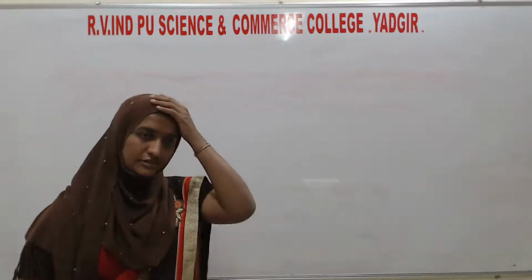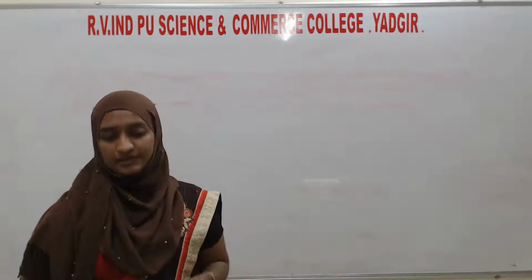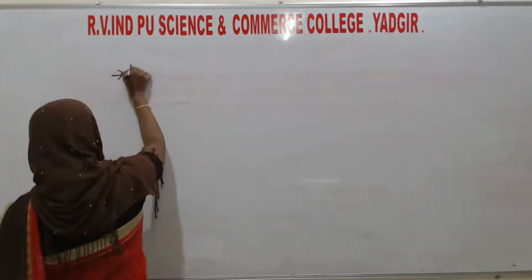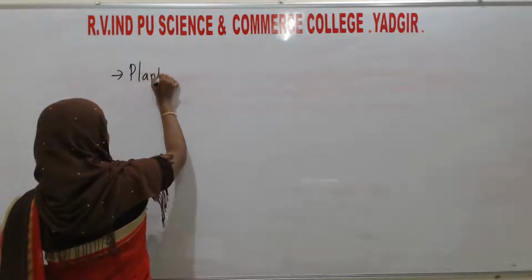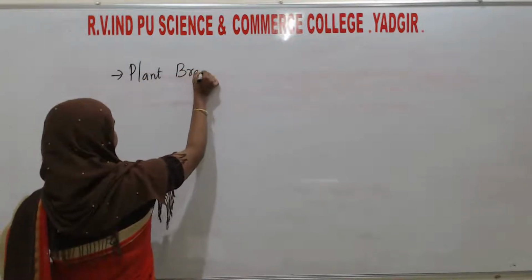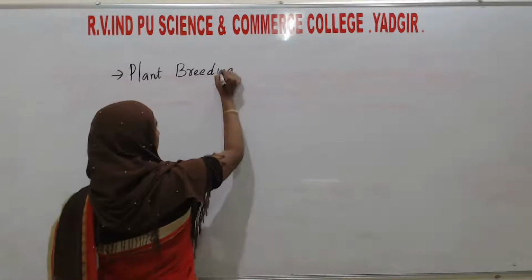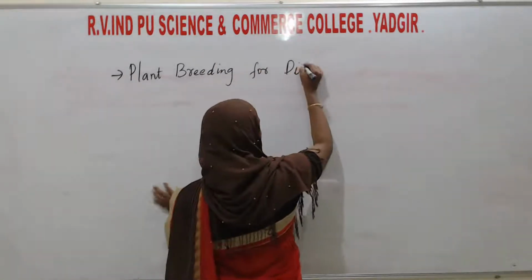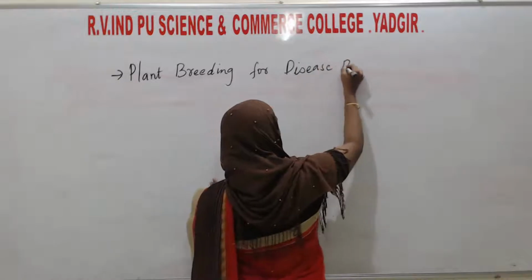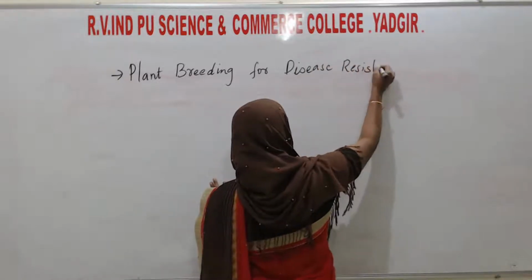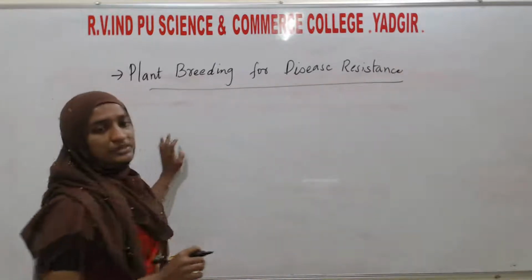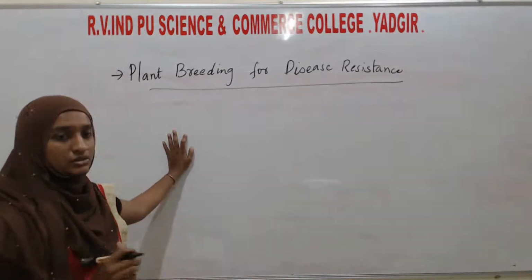Good afternoon, students. Today we will go for the next topic, that is plant breeding for disease resistance. Here in this topic, we will see one term, that is the pathogen.